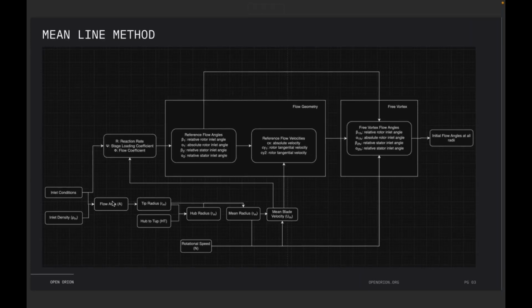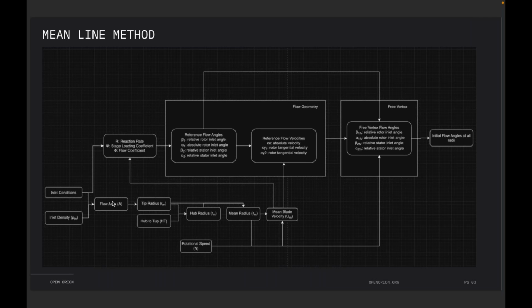So yeah, this is the big picture here. We have our inlet conditions. We start out with the inlet pressure, inlet temperature. You can use CoolProp to get all the other stuff for the simulation, like the inlet density. And then this flow area, you can get through the mass flow rate equation. You can solve for cross-sectional flow area. And then from that, you can derive your tip radius, which you can multiply by your hub to tip ratio to get your hub radius. And then from there, you can average these two together to get your mean radius, your mean blade radius.